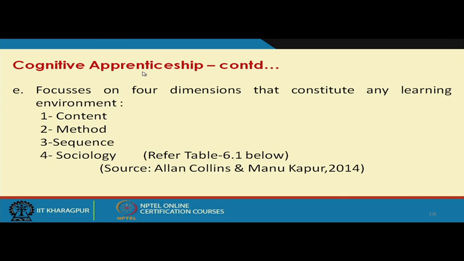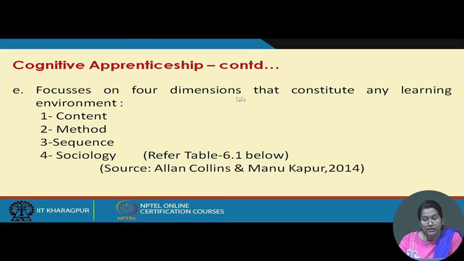Similarly, cognitive apprenticeship focuses on the four dimensions that constitute any learning environment. Here the focus is that we must give some kind of cognitive training to the learners, an apprenticeship in higher-level cognitive processes, by converting these things into different kinds of tasks and arranging those tasks in a sequential way, so that by performing each task and subtask, they can learn the cognitive skills in a very gradual and sequential way.